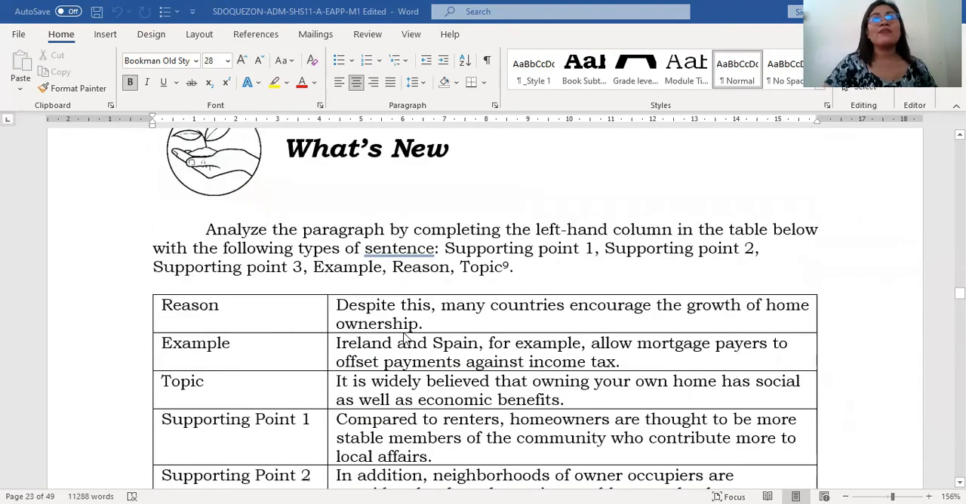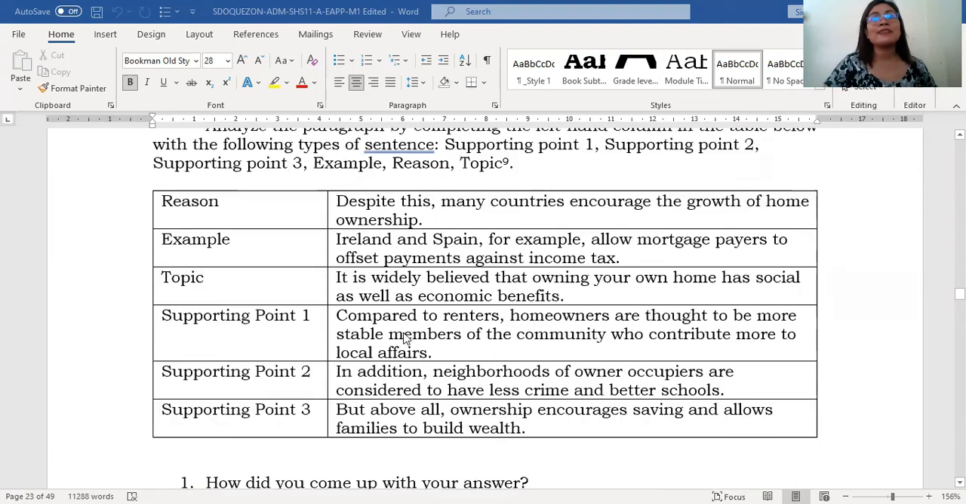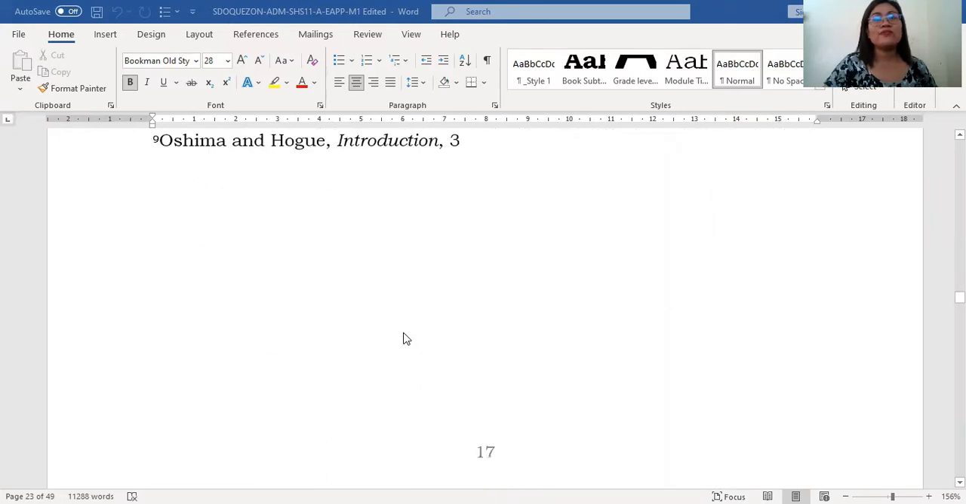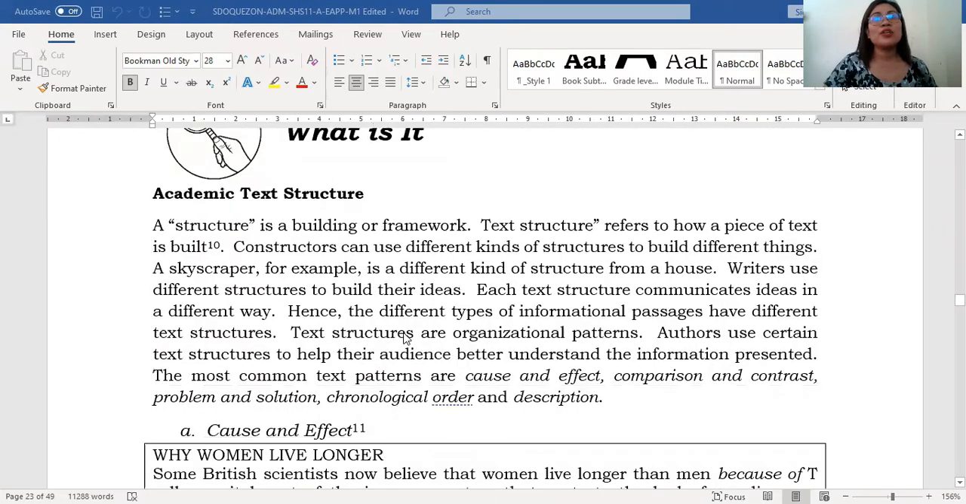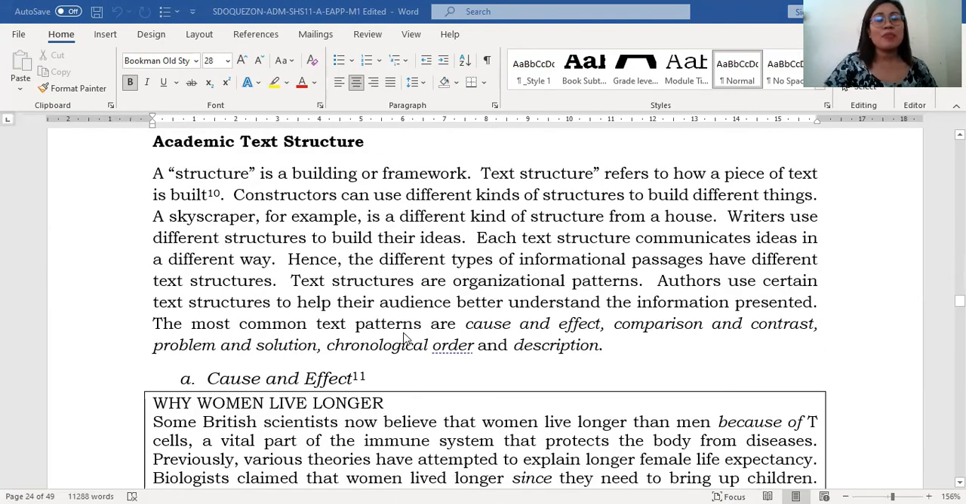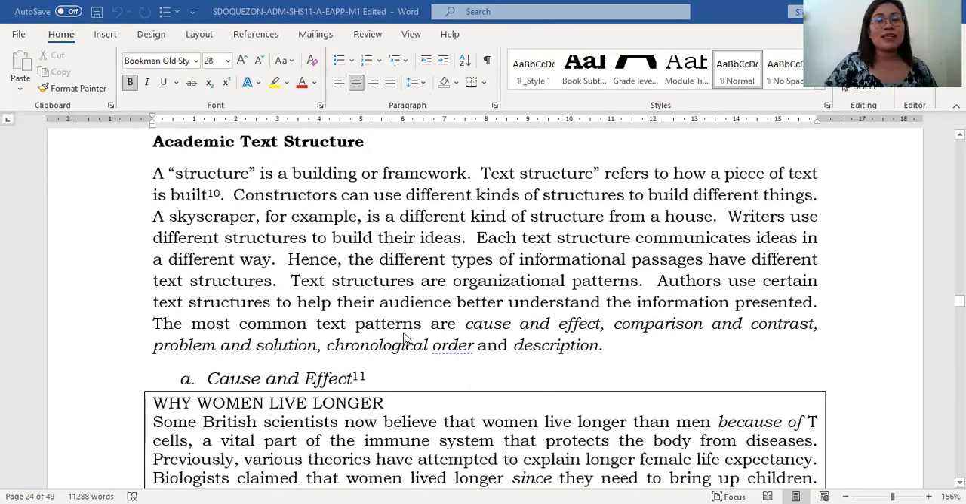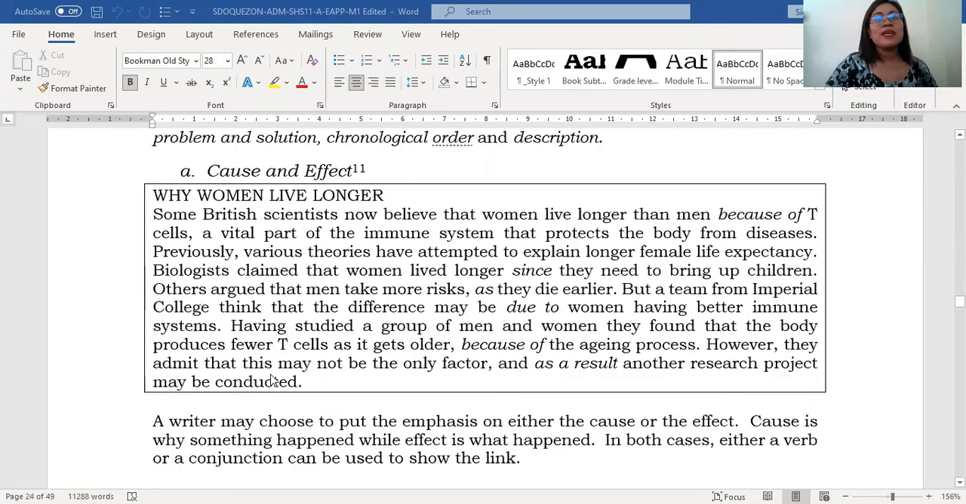For what's new, you'll have to read that part and answer the following questions 1 to 4. And for what's it, of course, you'll have to understand the content or the definition of the academic text structures and the different academic texts that you'll be encountering. Those are cause and effect, comparison and contrast, problem and solution, chronological order, and of course, the last one would be description. So in each type, you have different examples to read upon.